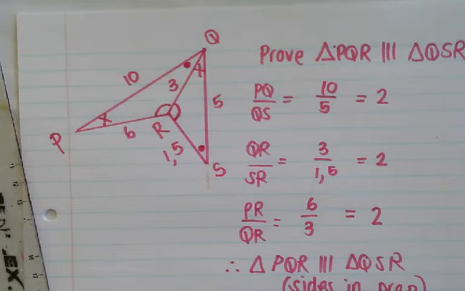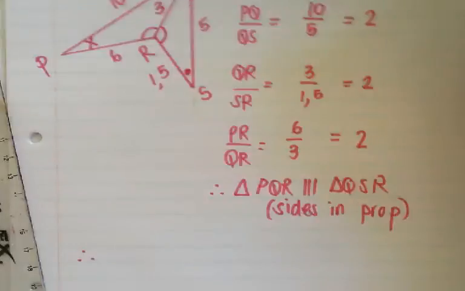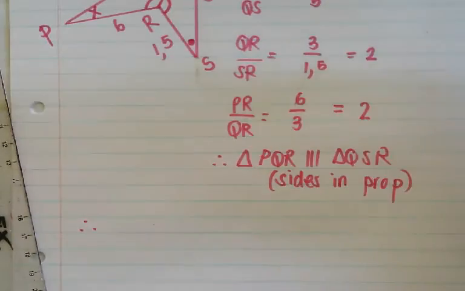Side, side, side is a congruency reason, so you have to say sides in proportion. I know when Mr. Swanepoel did the video, he used side, side, side. That's why when I did the congruency ones, I said, do not do that. Because he comes from a private school where their sides are a little bit different. But if you had to do side, side, side for similarity, I would mark it wrong.